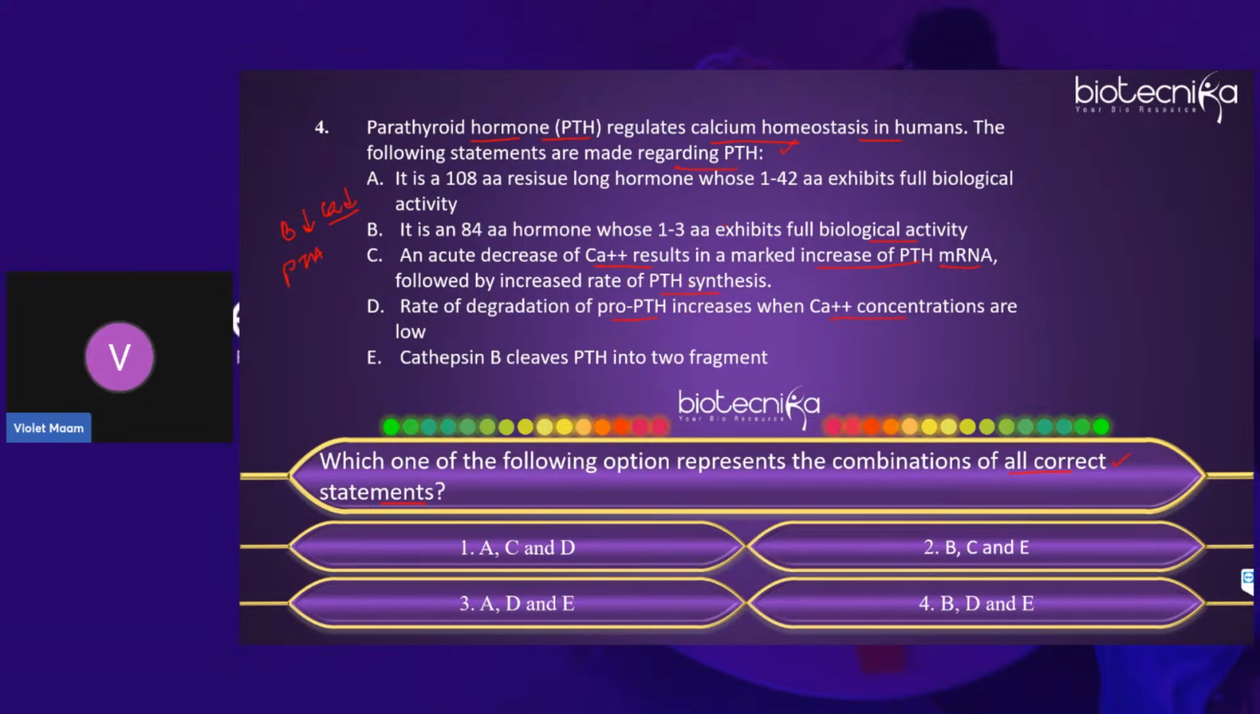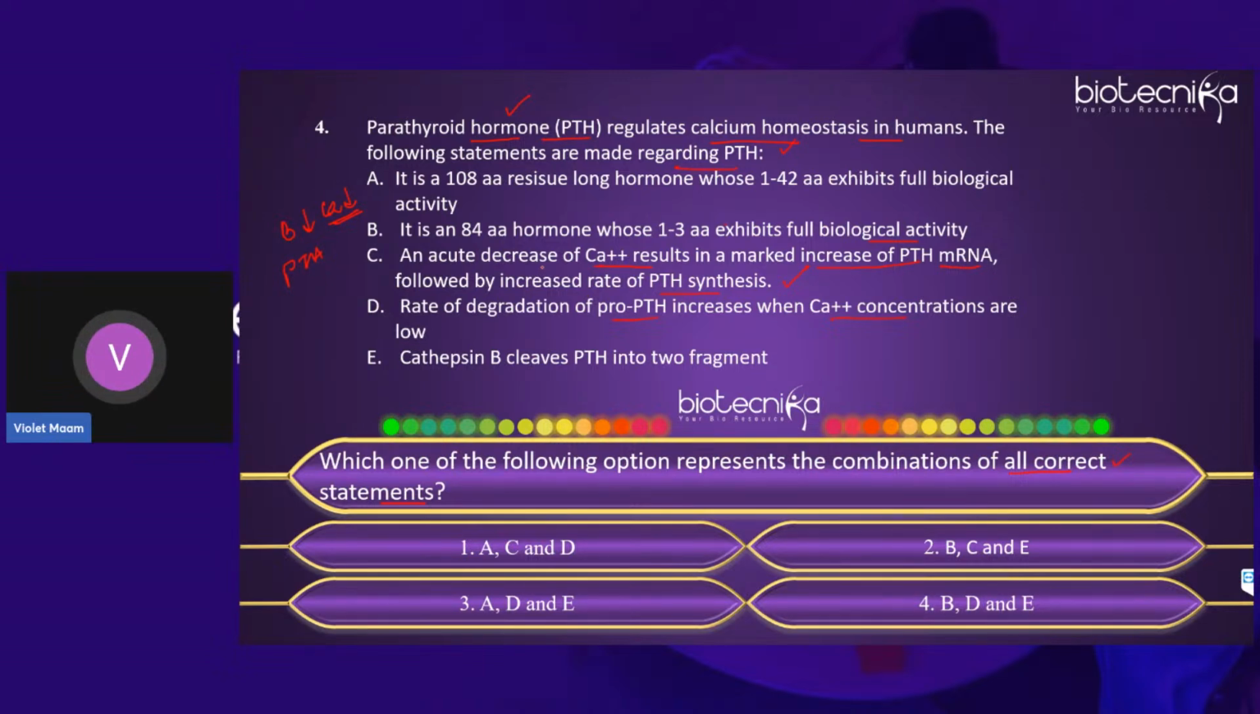I'll try to make you understand how to solve this. Based on this understanding, first, what is the function of parathyroid hormone? Everybody knows, right? Whenever the blood calcium level decreases, that time parathyroid hormone is released. So C is definitely correct. As many of you told me, C is correct, right?